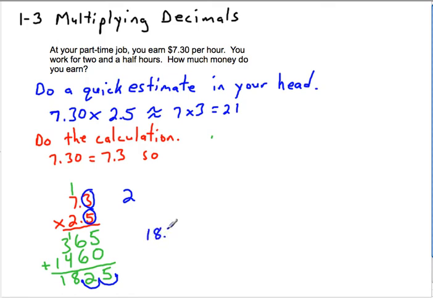I'll just write that up here, 18.25, and we're talking about money in this case, so that's dollars. And is that close to 21? That's pretty close to 21. Something that would not be close to 21 would be 182.5 or 1.825. But 18.25, now that's pretty close.